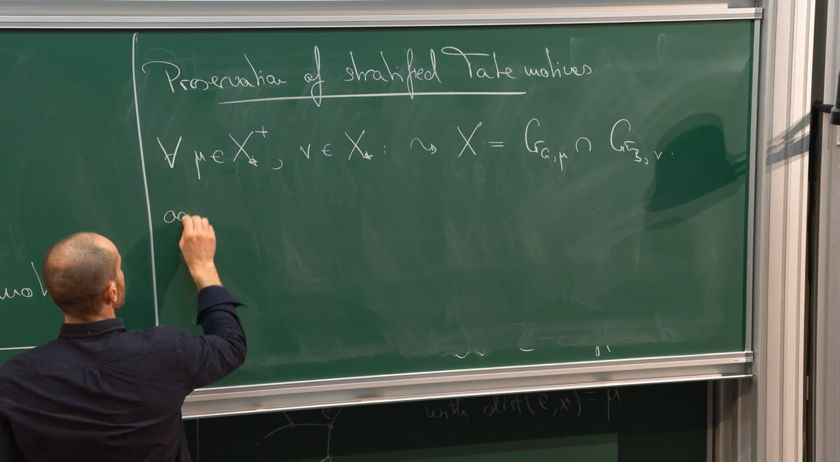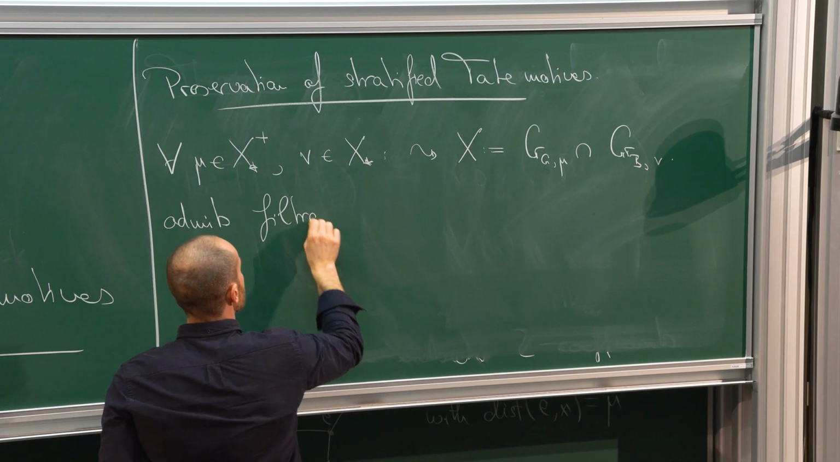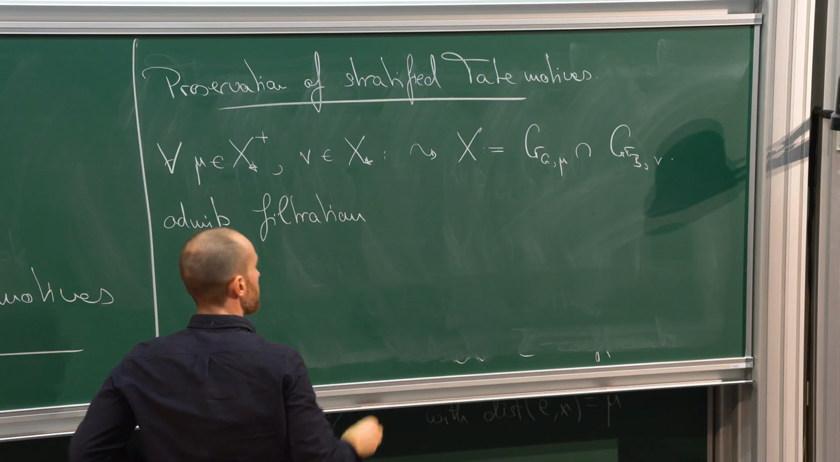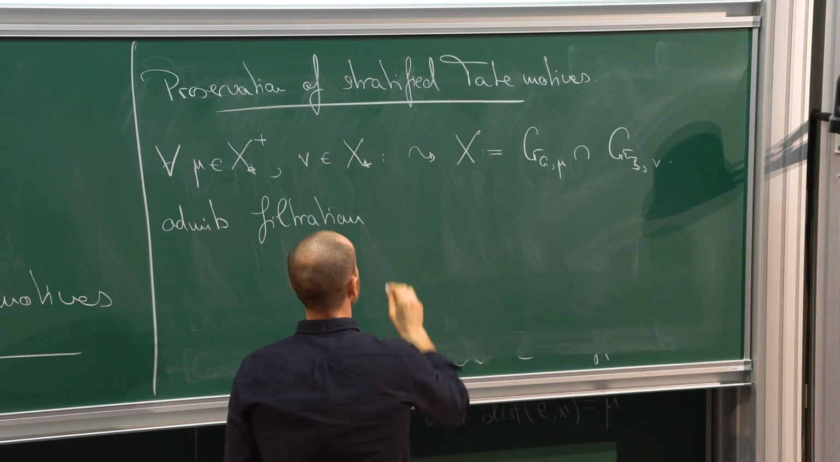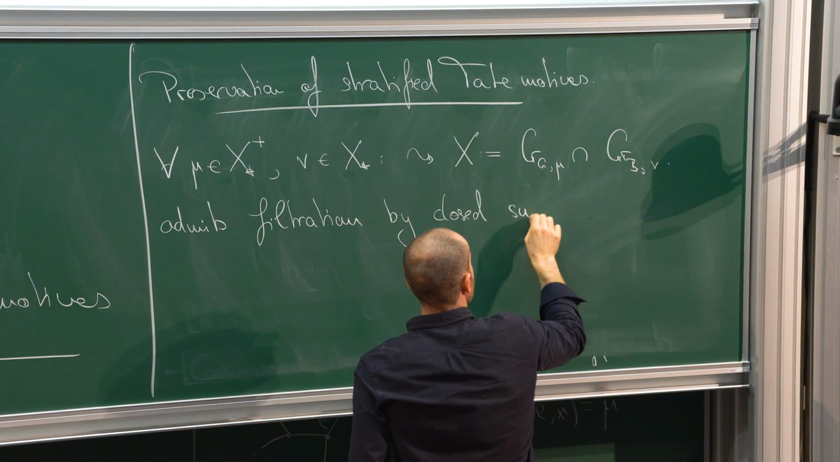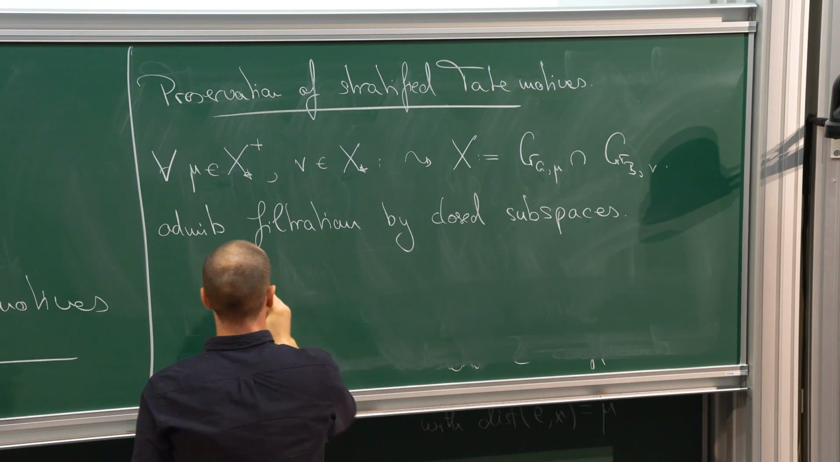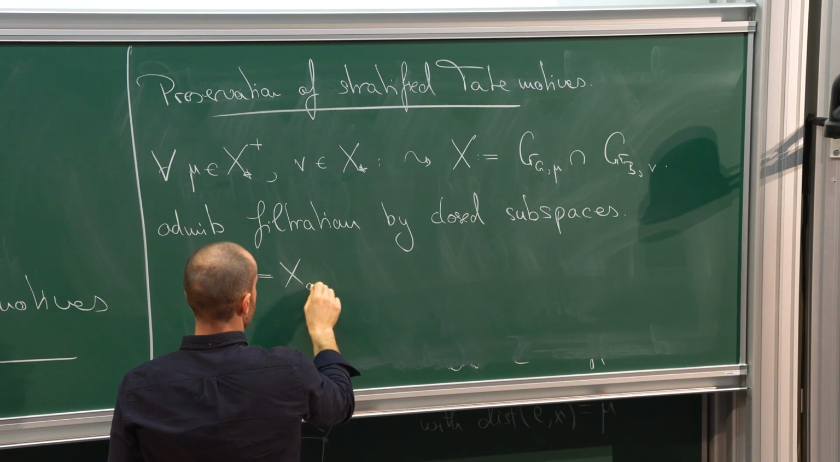And the key claim is that this admits a filtration by closed subspaces like this. So x goes to x0.